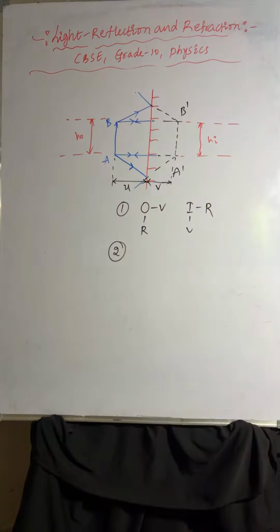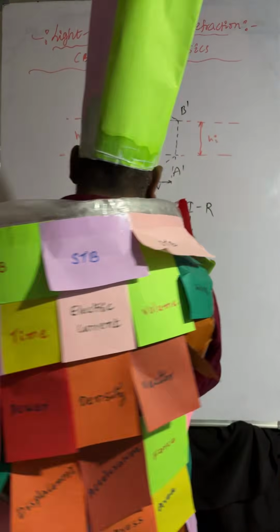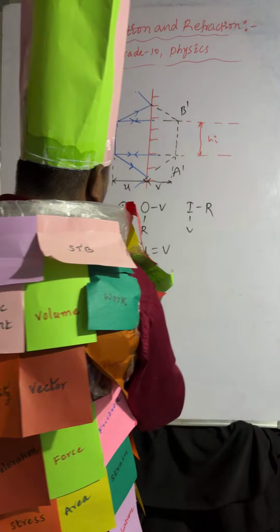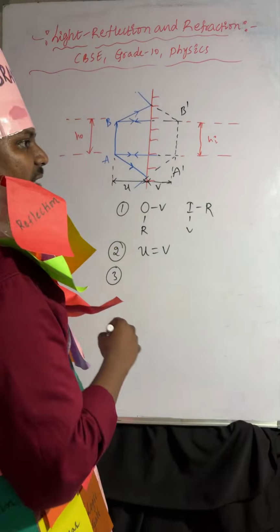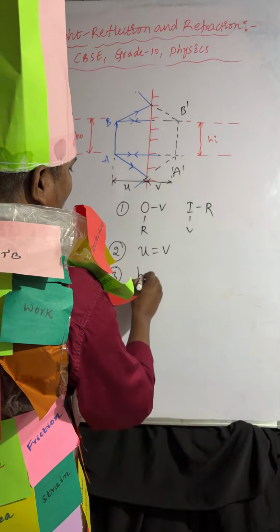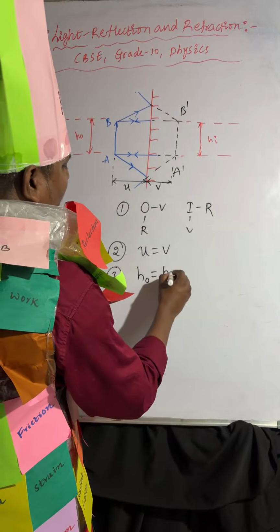Just now we discussed: if the object is real, the image is virtual; if the object is virtual, the image is real. So that is point number one. Coming to point number two: object distance is equal to image distance, and the height of the object is equal to the height of the image.